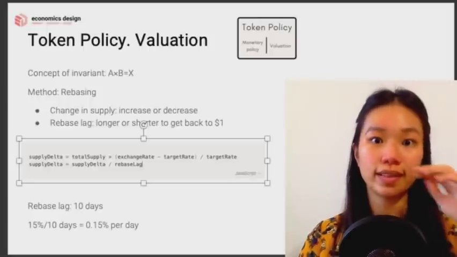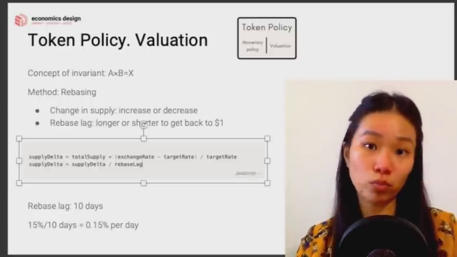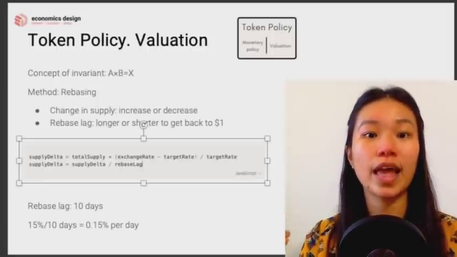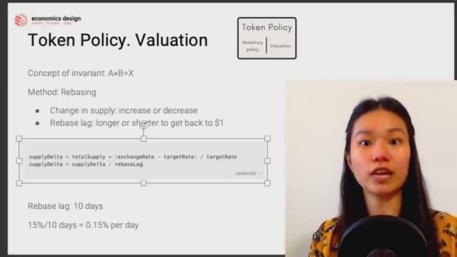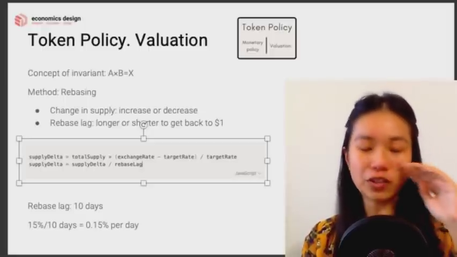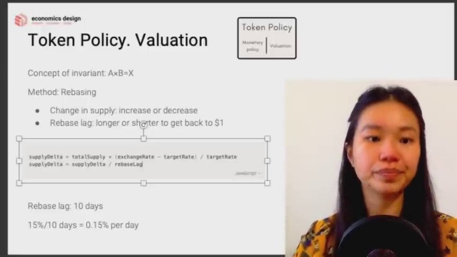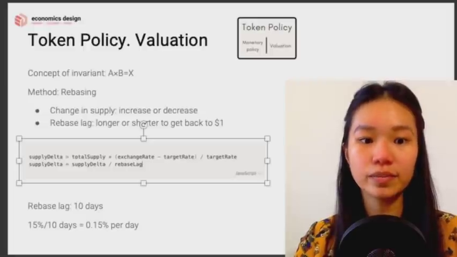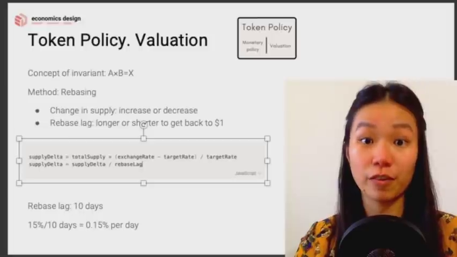Remember, just now we said that the price is $1 and it became $1.15. So that's a 15% increase in price, and that means you need a 15% increase in total supply. Not individual supply, but total supply. And with that, you have 15% divided by 10 days, which is 0.15% per day. So that's a 0.15% change per day.